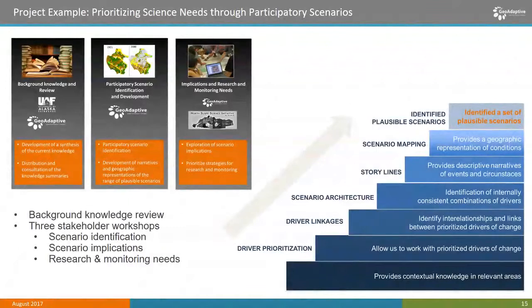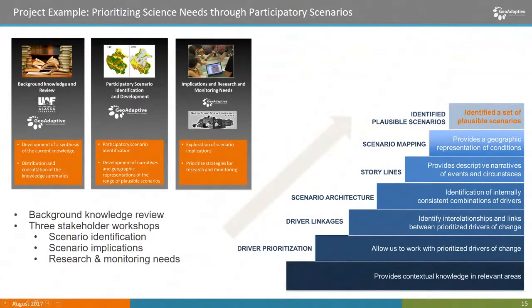So the process began with background knowledge and review. We developed a series of fact sheets about each of the key topics, from climate change to oil and gas development to new technologies, political changes and economic realities of the region, including how the region gets funded from the state based on oil and gas revenues. We also distributed these fact sheets to participants prior to the meetings, so that everyone would be on the same page, in addition to reviewing some of those key facts during the first workshop, so that even if people hadn't reviewed the fact sheets, we knew that they were getting at least the same base level of knowledge about each of the topic areas.